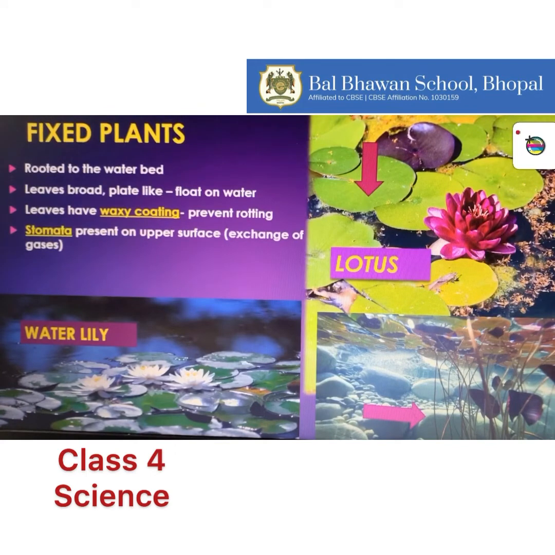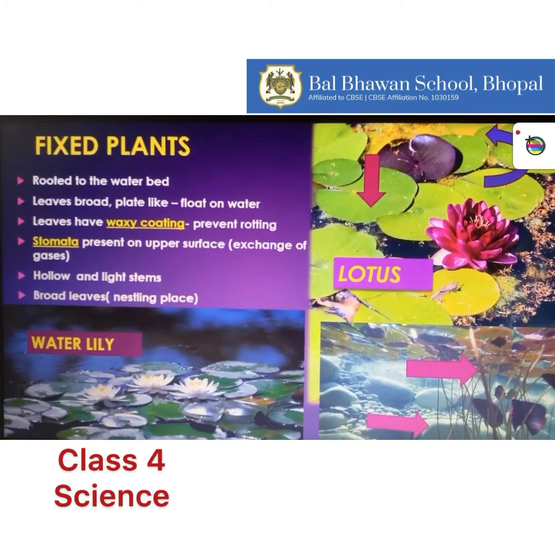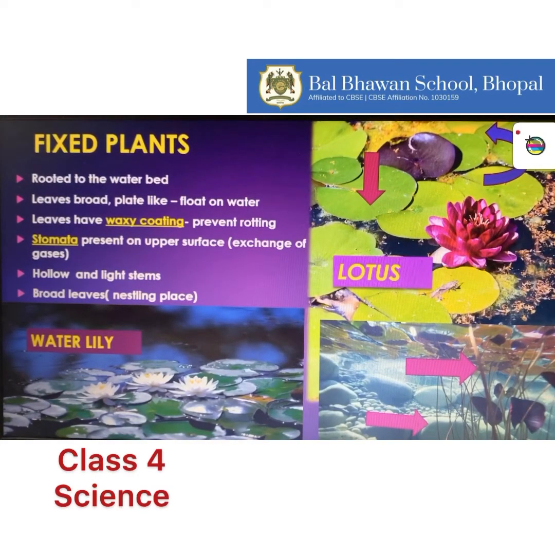Now, stomata. It is present on the upper surface. As you all know, stomata is used for the exchange of gases. So they are present on the upper surface of the leaf. When you see the stem, it is light and hollow. This hollow and light stem helps them to float on the surface of the water. Now, water lily. They have broad leaves which provide a large space, and hence it becomes a nesting place for tiny birds or even frogs.